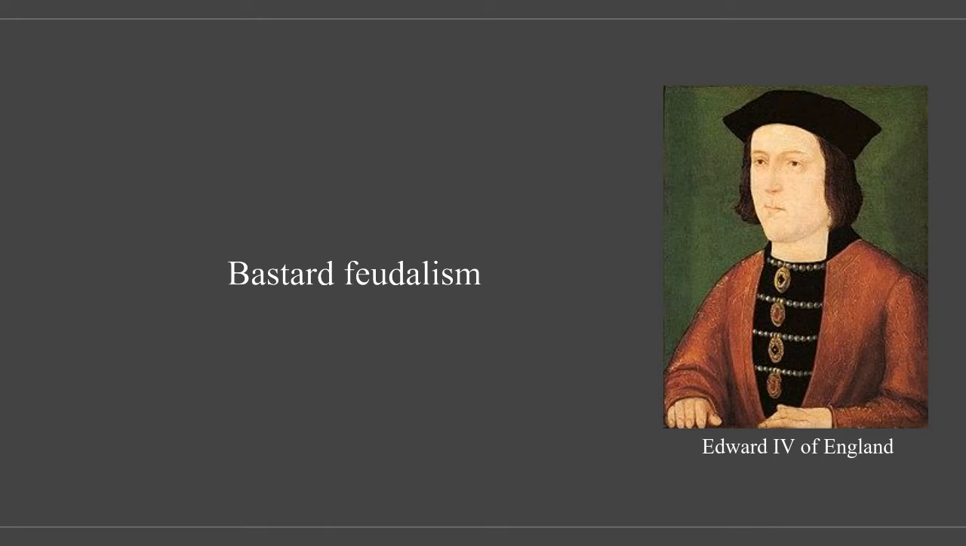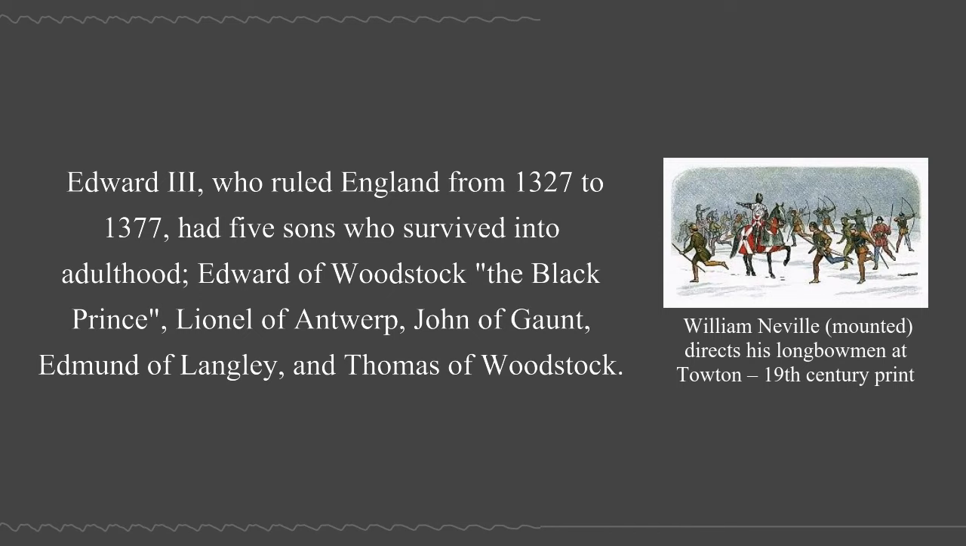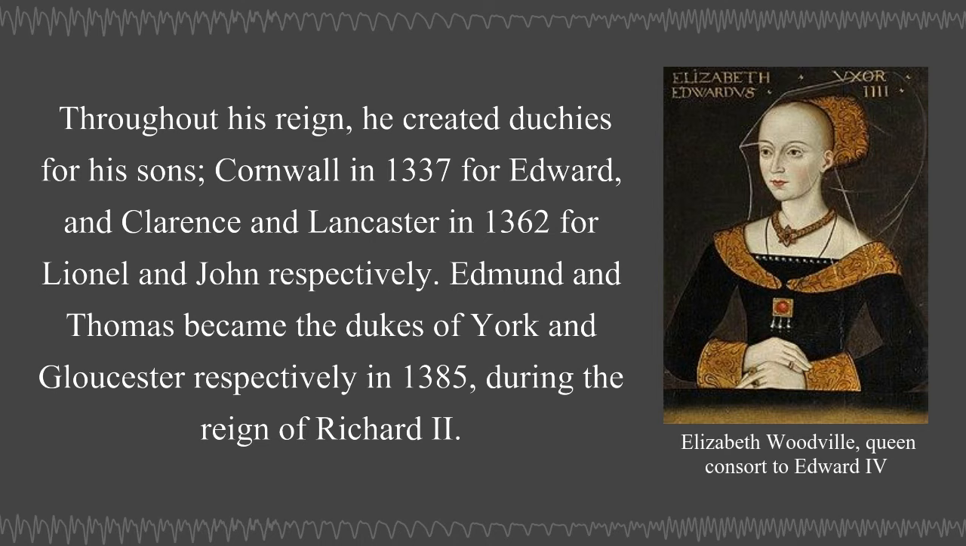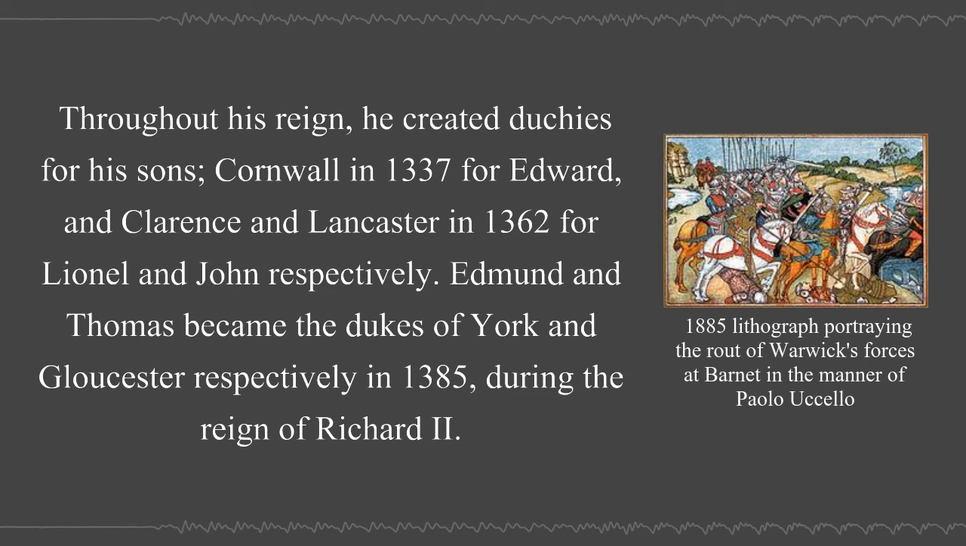Edward III, who ruled England from 1327 to 1377, had five sons who survived into adulthood: Edward of Woodstock, the Black Prince, Lionel of Antwerp, John of Gaunt, Edmund of Langley, and Thomas of Woodstock. Throughout his reign, he created duchies for his sons. Cornwall in 1337 for Edward, and Clarence and Lancaster in 1362 for Lionel and John respectively. Edmund and Thomas became the Dukes of York and Gloucester respectively in 1385 during the reign of Richard II.